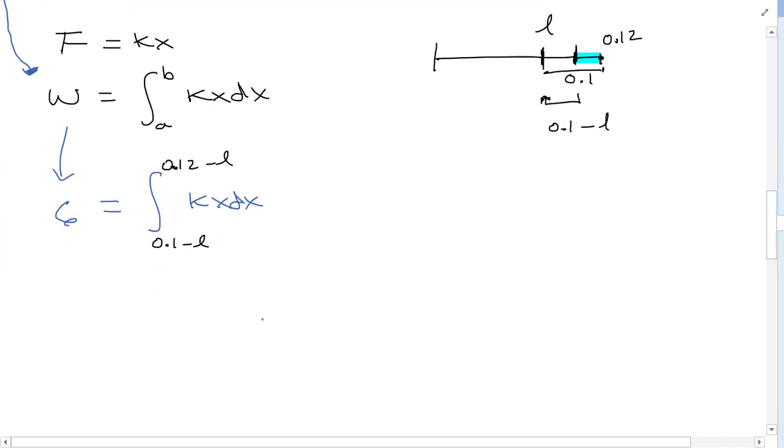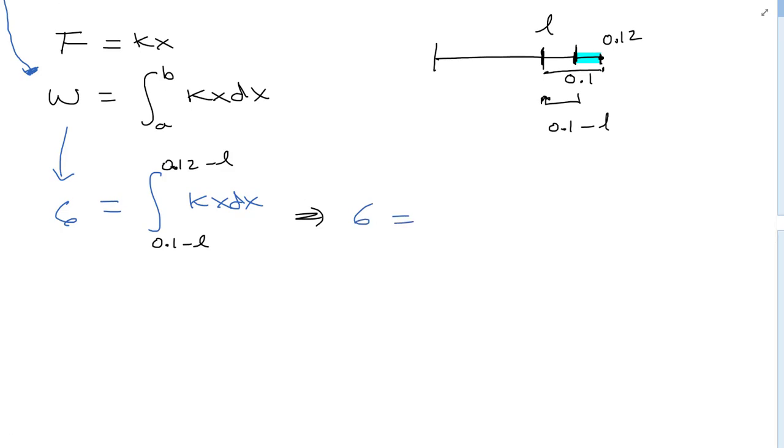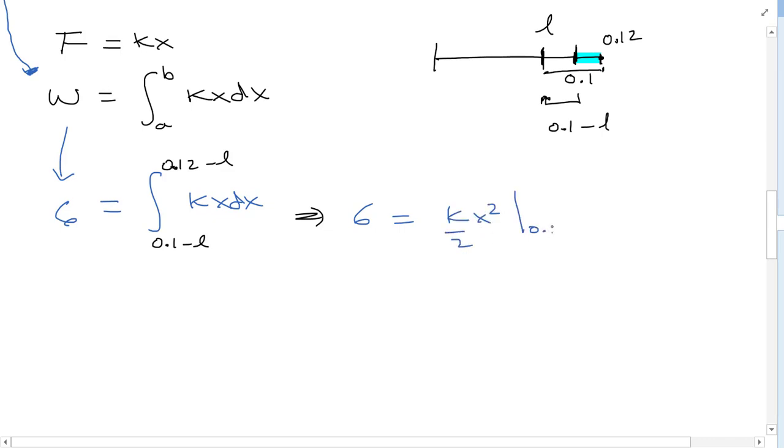And we can integrate this. When we integrate it, I'm going to have 6 equals the integral of kx squared over 2, from 0.1 minus L to 0.12 minus L, and plug it in. So I have 6 equals k over 2 times (0.12 minus L) squared minus (0.1 minus L) squared.